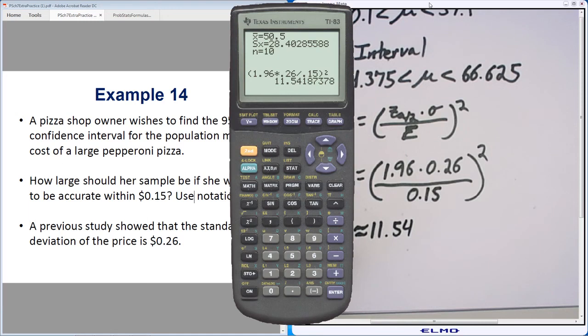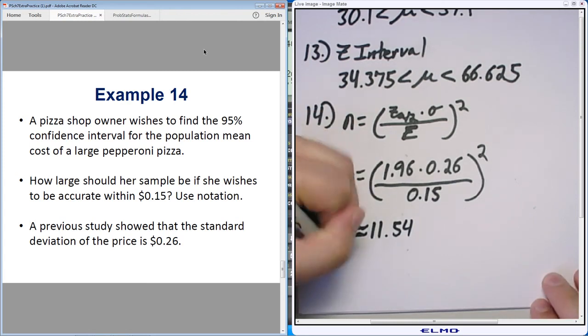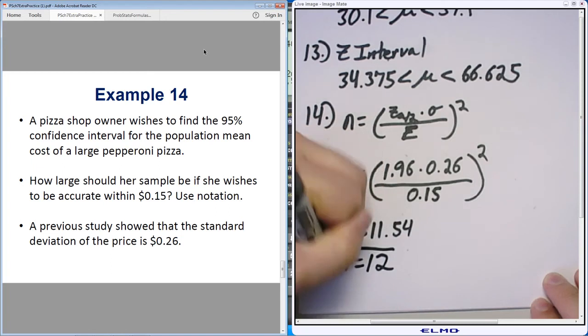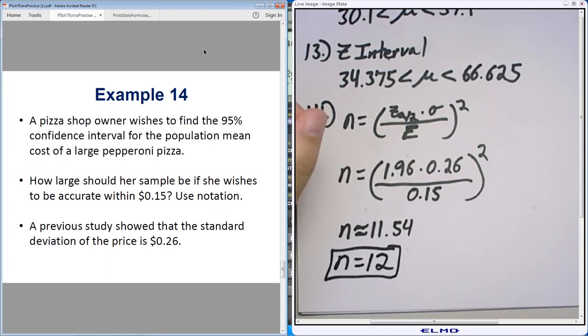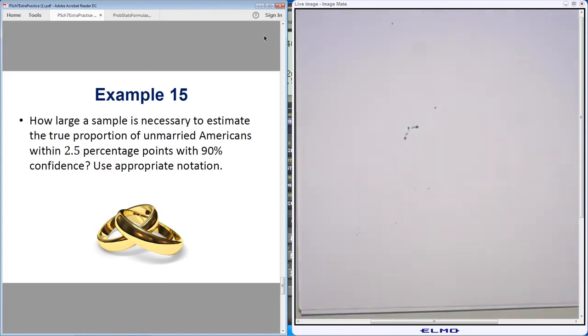But wait a minute, this is a sample size. You can't have 11.54 people or 11.54, I don't know, I guess this would be pizzas that you're sampling. You can't have 11.54 pizzas. You're not going to order that. Okay, you need at least this many, so you have to round up. The answer is actually 12. She should get a hold of 12, easy for me to say, pizzas, and find out their cost. If she does more, great. She'll have more accurate results, but at least 12 to do what she's trying to do later on.